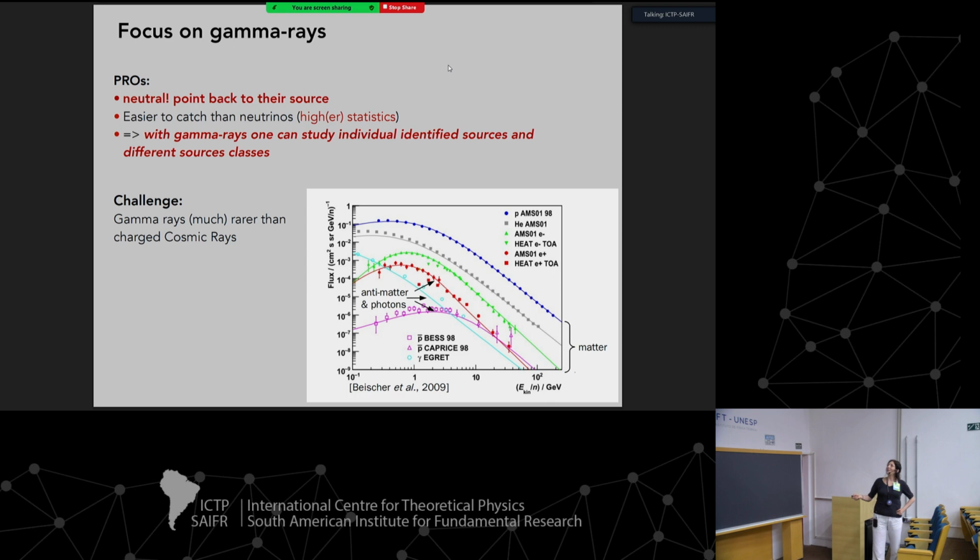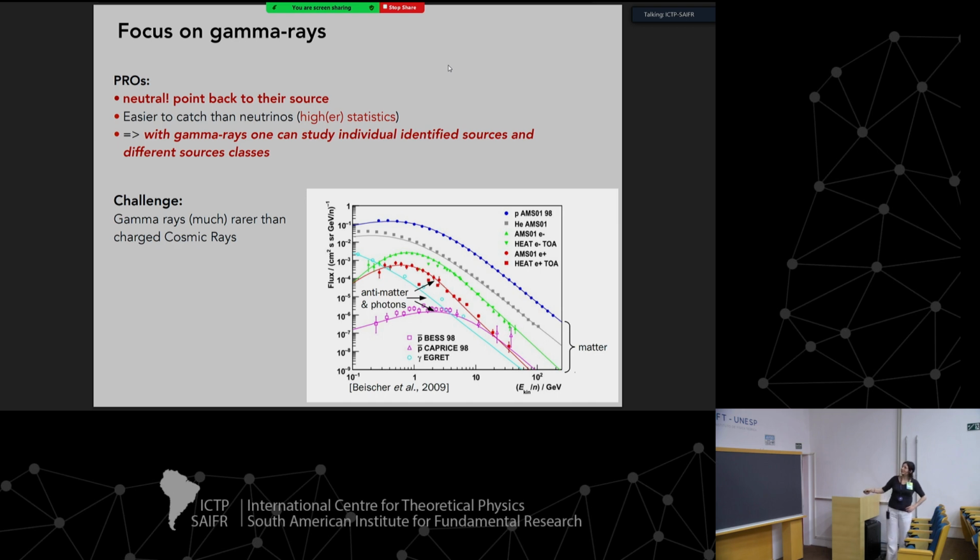Okay, so this is the plot that Franz was showing and somebody was asking about. I will tell you now. First, why gamma rays? The positive sides, the pros: they're neutral and they point back to their source. They're easier to catch than neutrinos, so you have more gammas than neutrinos. This is nice. But the challenge is that you still have much fewer gamma rays than charged cosmic rays. This is what Franz was saying.